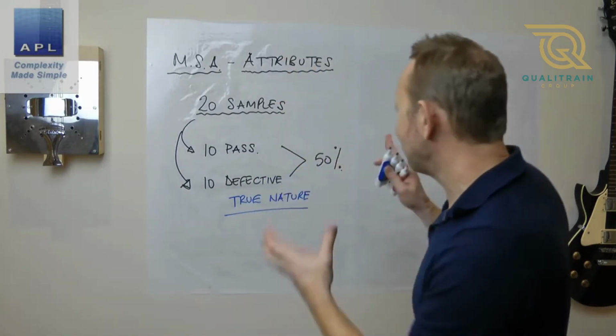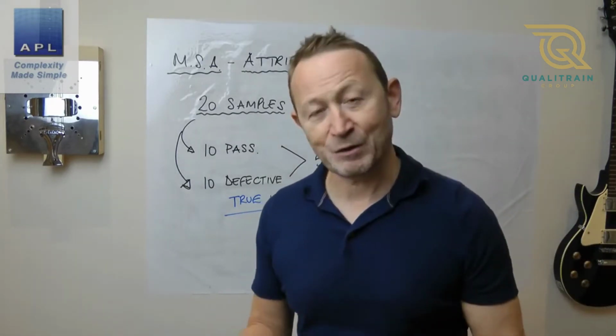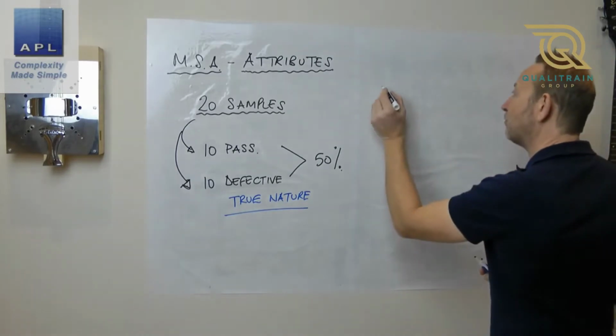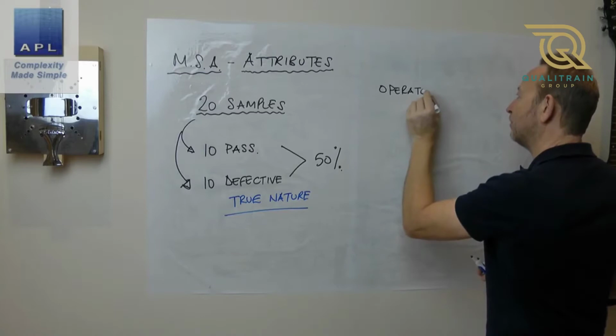Okay, so that's really important that it's 50-50 when you set them up. And then all you're basically going to do is you're probably going to pick an operator, because often these things are people.